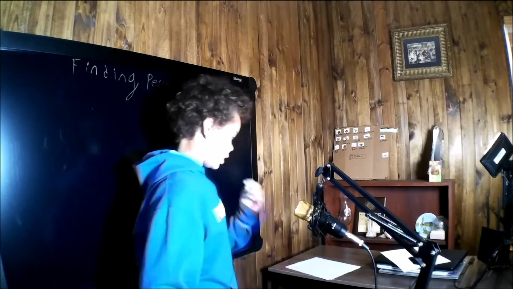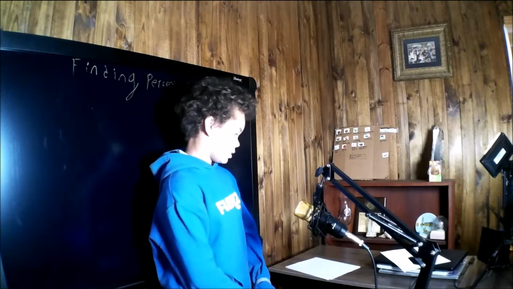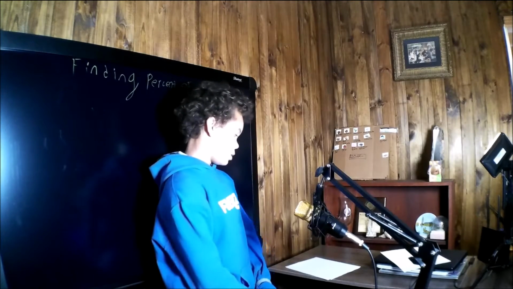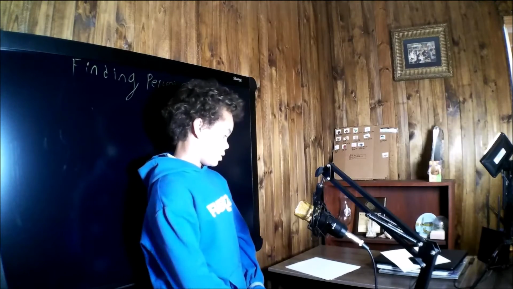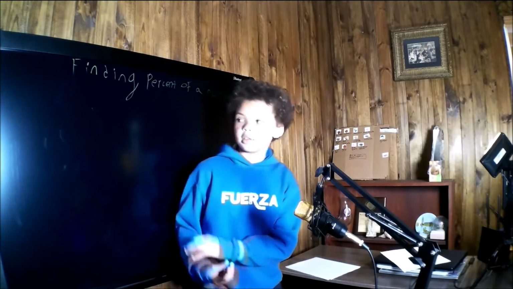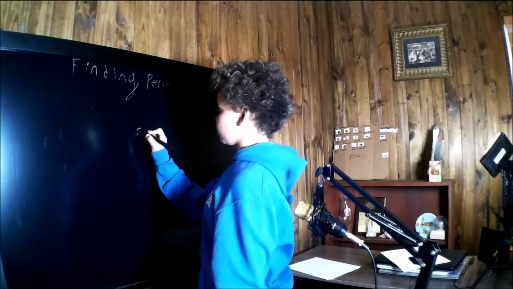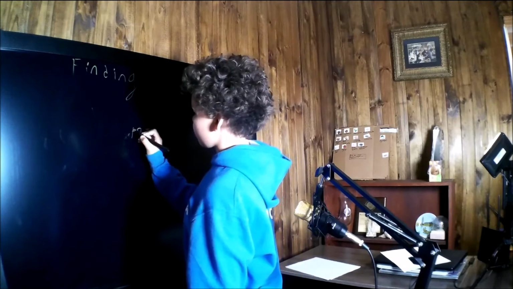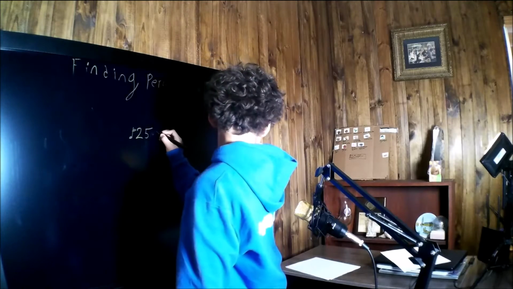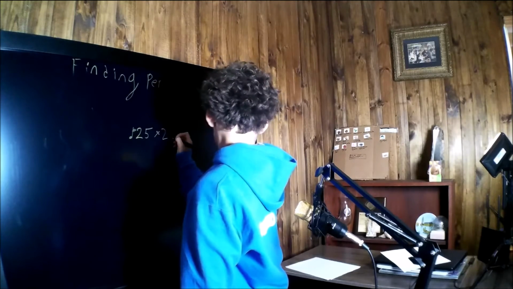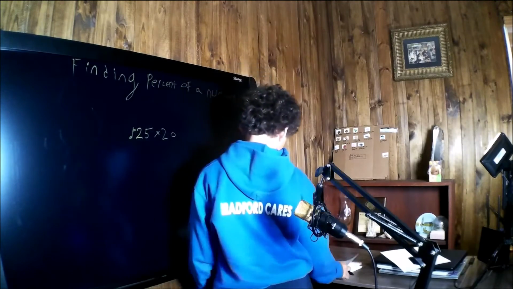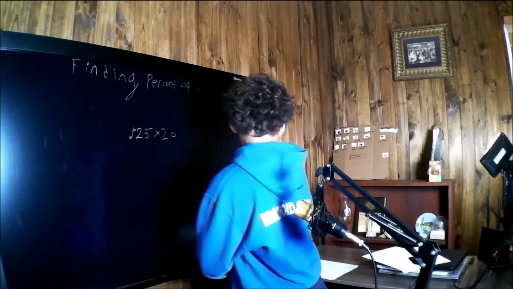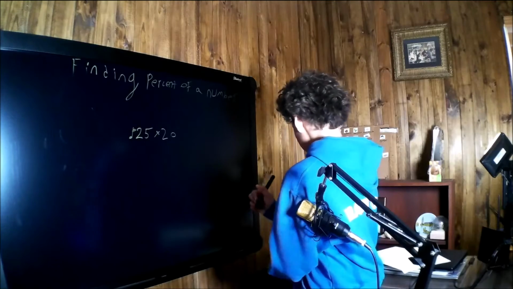Let's say you have 20 cookies, and you agreed to give your little brother 25% of the cookies. How much is that? Well, we need to know what 25% of 20 is. So this means we'll do 25% times 20. Let's check it out.